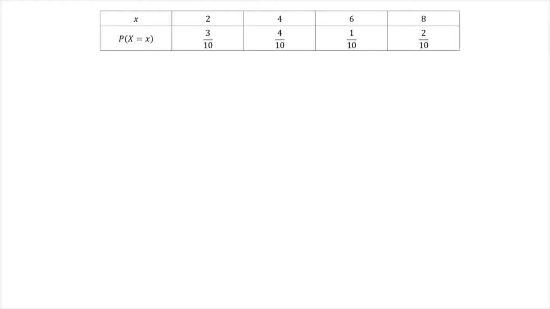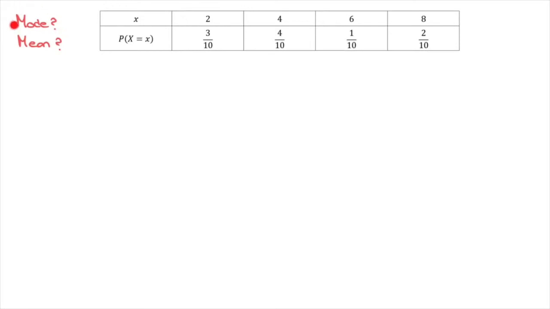We now learn how to find the mean as well as the mode of a discrete random variable. Let's say we're dealing with a discrete random variable, which we'll call capital X, and it has the following probability distribution table. We're asked to find two things. The first thing will be the mode, and secondly, we need to find the mean of this discrete random variable.